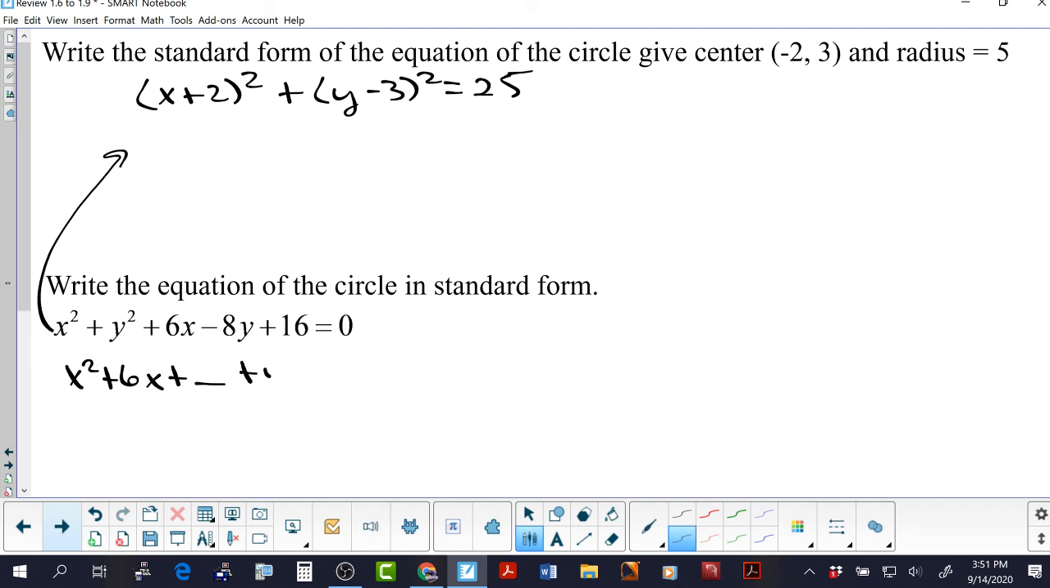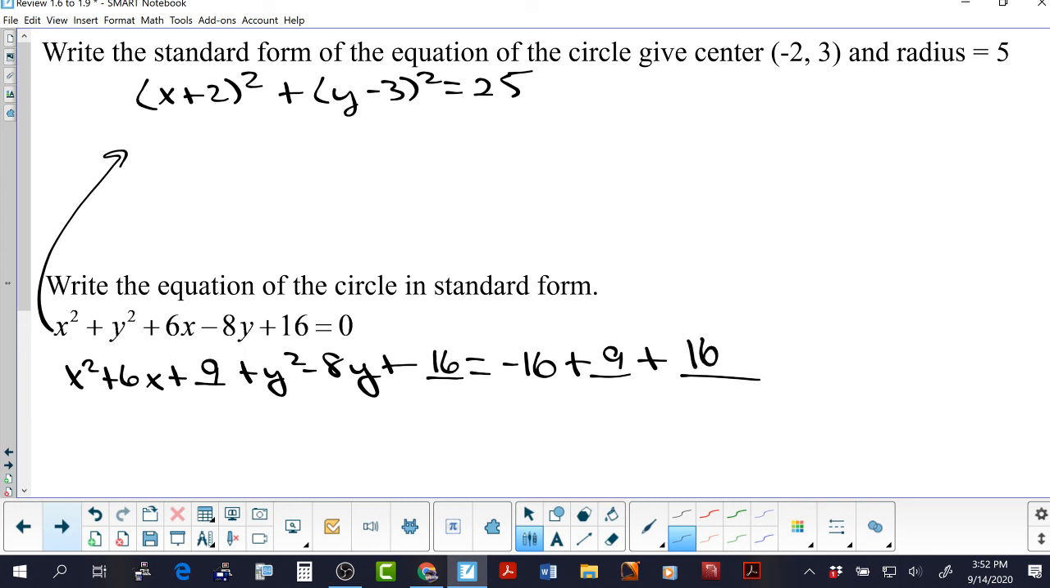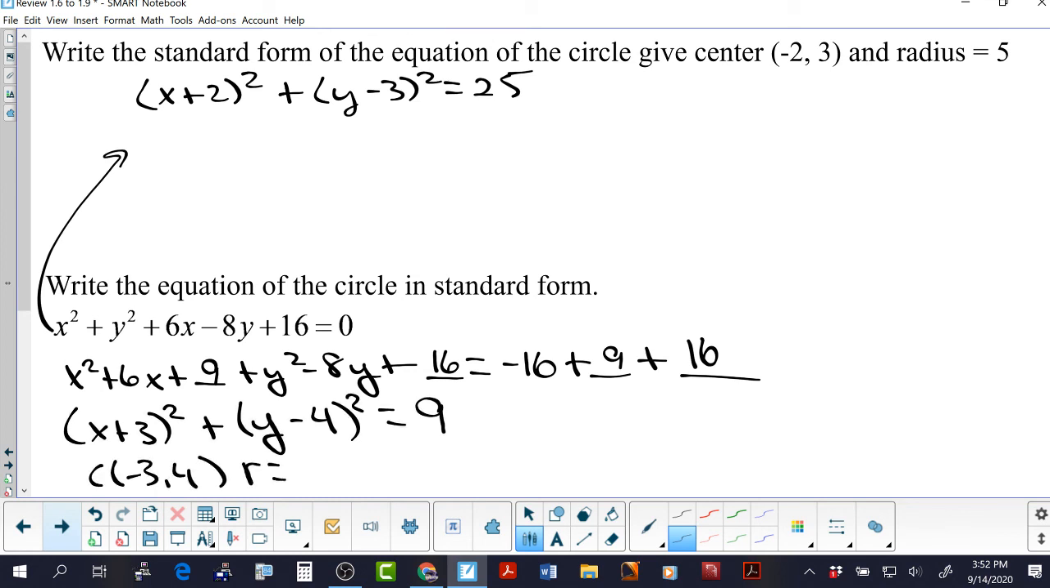Plus blank, y squared minus 8y plus blank. So we'll get the x's and the y's together. We'll get that 16 to the other side and complete the square. So 6 divided by 2 is 3, and 3 squared is 9. 8 divided by 2 is 4, 4 squared is 16. So we have x plus 3 times x plus 3, y minus 4 times y minus 4, and then that's equal to 9. So the center for this would be negative 3, 4, and the radius is 3.